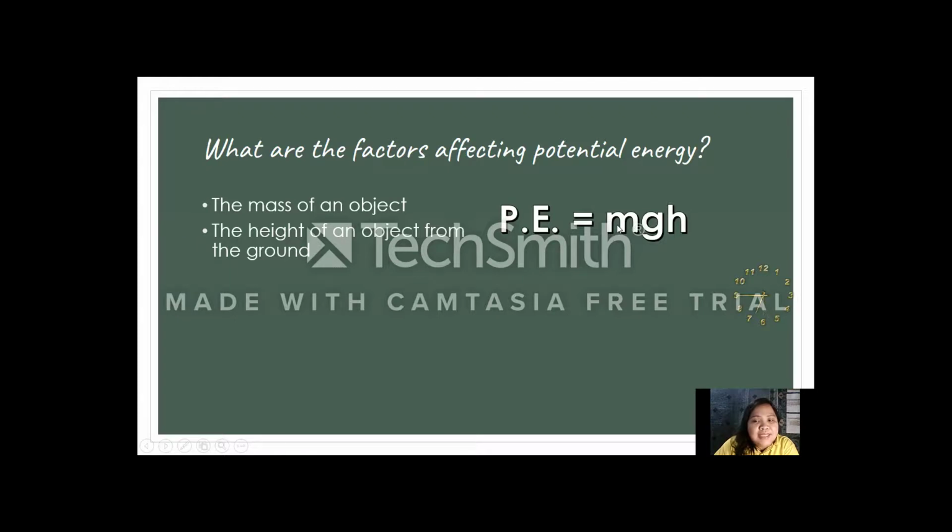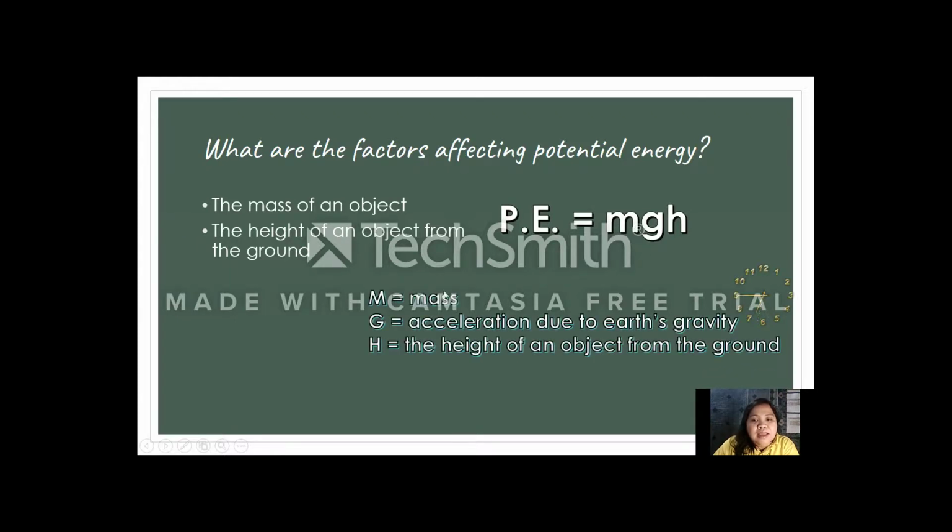We have mass, mgh. M is for mass. G is for acceleration due to Earth's gravity. That is a constant. We already know that that is equivalent to 9.8 meters per second squared. And then we have h for the height of an object from the ground. So we have the following formula for potential energy: mgh, mass, acceleration due to Earth's gravity, and the height.